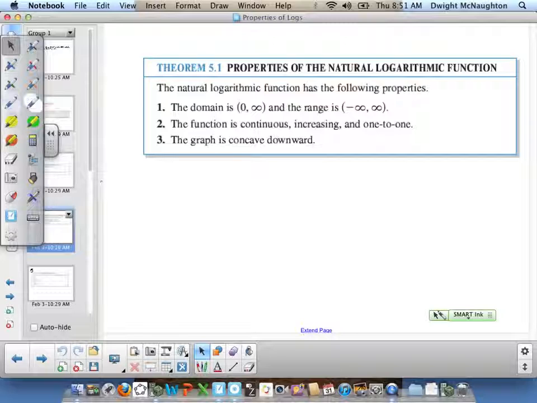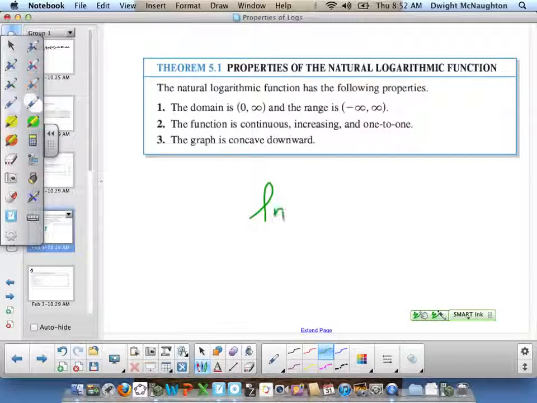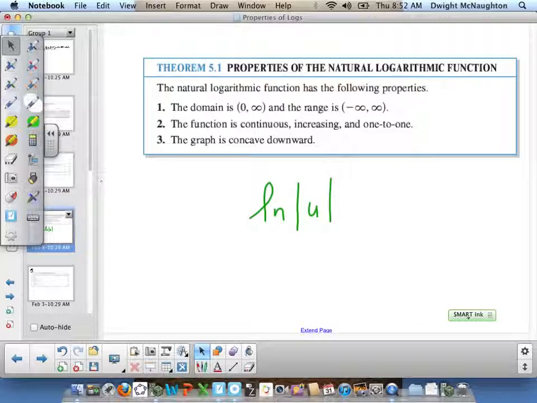Its domain is anything positive, from 0 to infinity, not including 0. So you can't have a negative number and take the natural log of it. So consequently, a lot of times when we do our natural log antiderivatives, we'll have the natural log of the absolute value. All right? The range, you can get any number as an answer. It's continuous, increasing, and 1-to-1. 1-to-1 means it has an inverse. And it's always concave down.